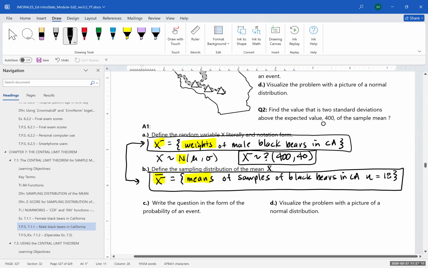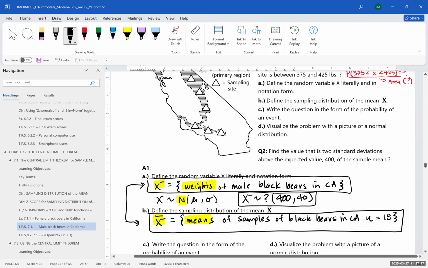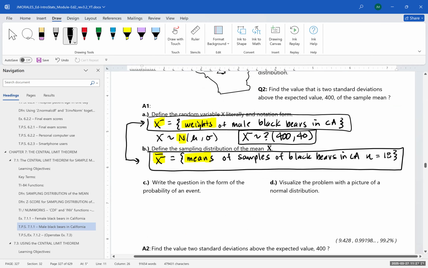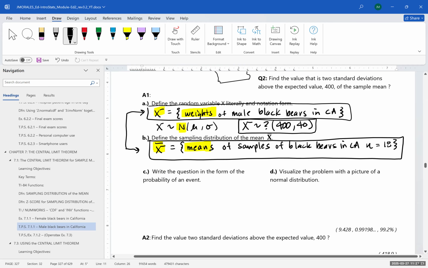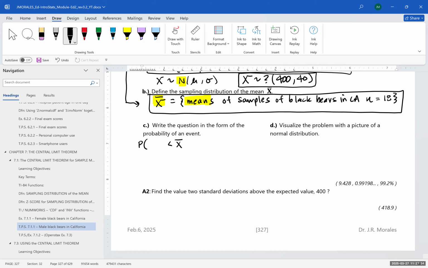All right. Part C is write the question in the form of the probability of an event. So actually, I kind of gave that away. It's up here. So what's the probability that the sample mean from any one of these sampling sites is going to be between 375 and 425 pounds?